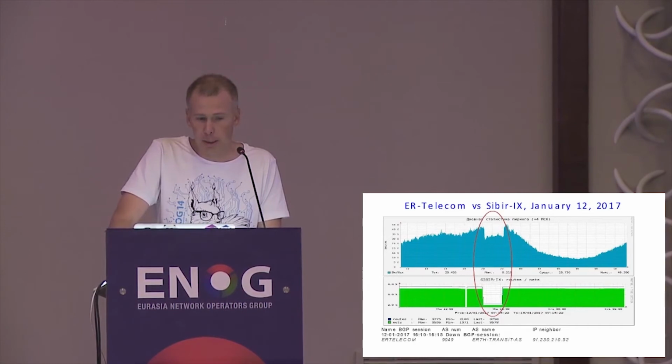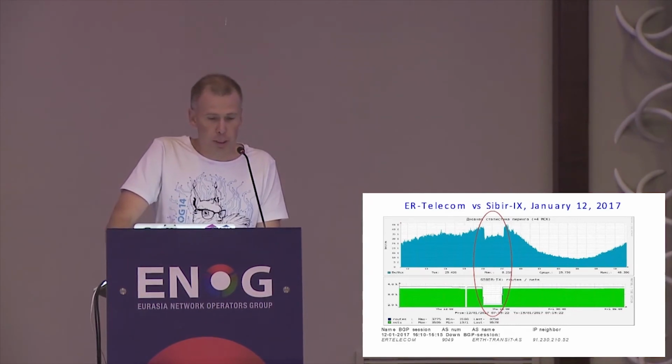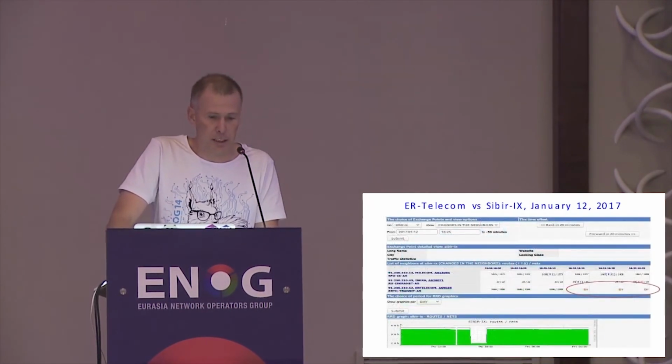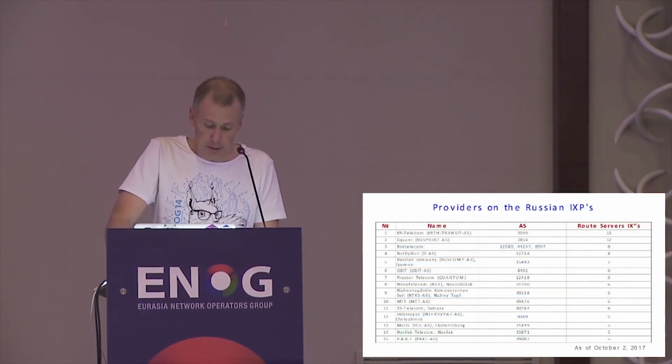Since we're talking about more or less large operators, the next one is Telecom. An outage took place in January 2017 at Sibir IX Krasnoyarsk. There was a BGP session with this system. And how this outage looked like with Telecom in Sibir IX from the perspective of this path is indicated on this slide.